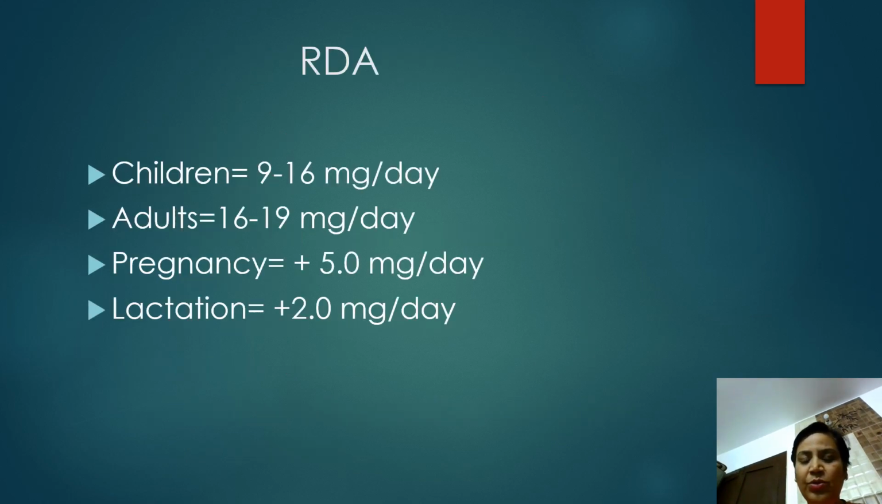Next we come over to the RDA. Every coenzyme or vitamin has its own RDA. So you can just quickly go through this.